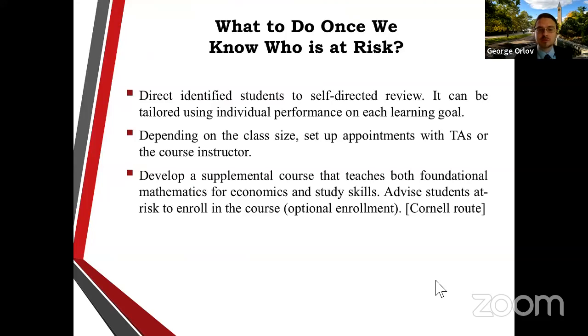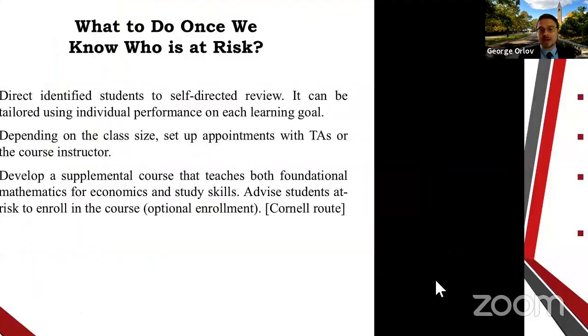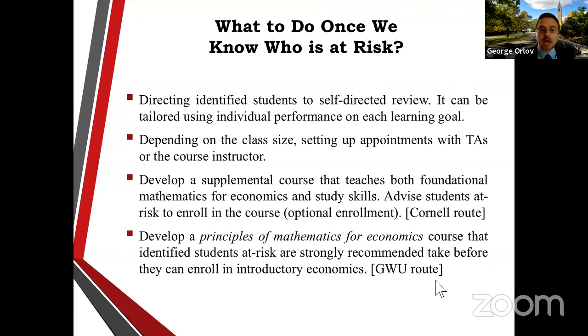And then there's the more intense route. If your institution has a supplemental course that teaches both foundational mathematics for economics and study skills, you can advise the students at risk you've identified, via email for example, to enroll in this course with optional enrollment. And this is the Cornell route. On the other hand, as I mentioned in Irene's work, you can develop a principles of mathematics for economics course like George Washington University did, and strongly recommend that students take it before they enroll in the introductory economics course. Obviously, Irene would probably be able to tell you much more about this.